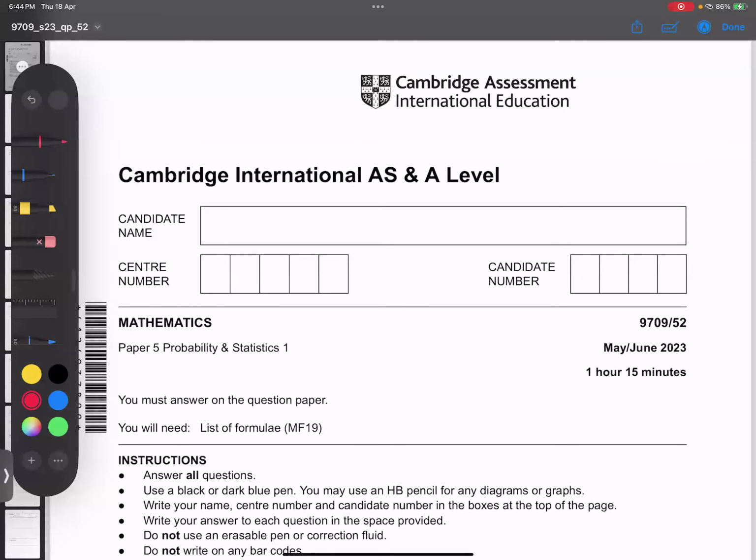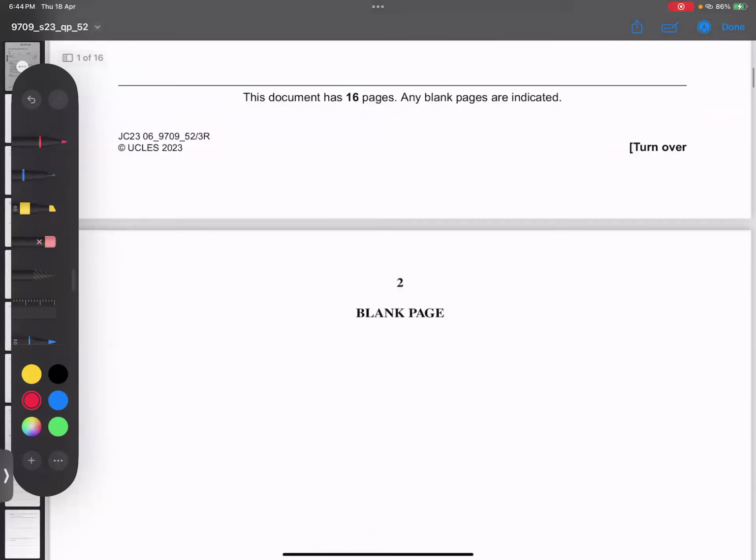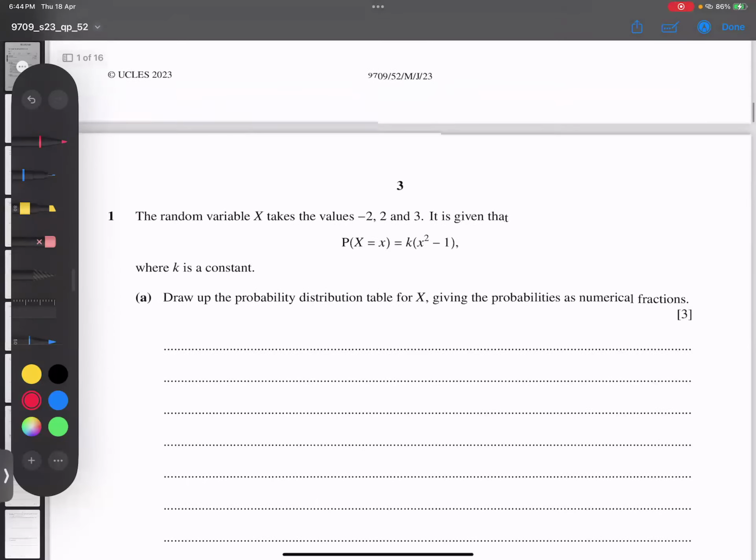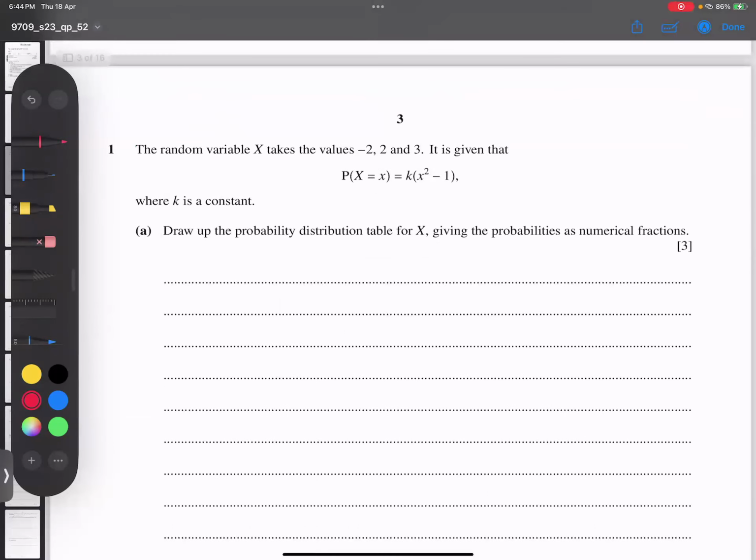Bismillah ar-Rahman ar-Rahim. This paper, June 2023, 52 variant, and the complete paper of statistics we are going to solve. Question number 1. He said the random variable x takes these values, and this is a formula given by him. So draw up the probability distribution table for x.